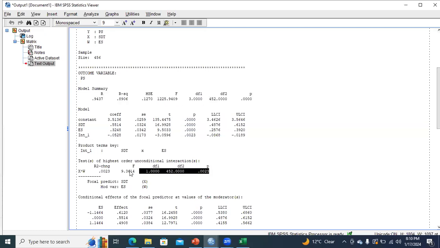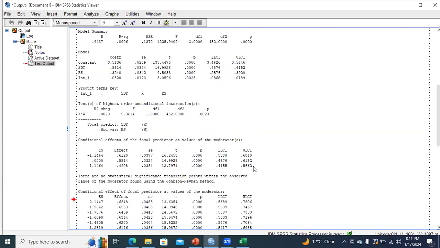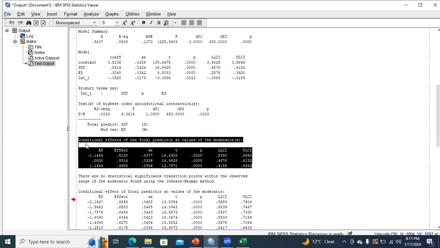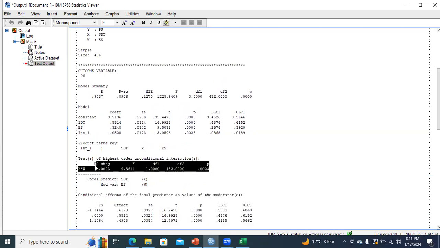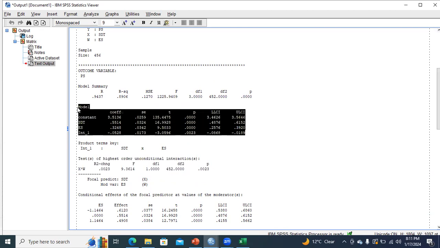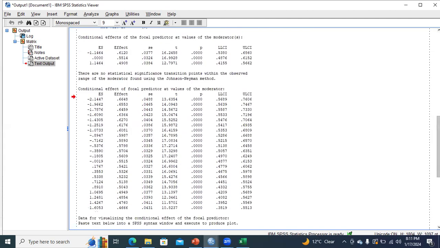You may also put your test of highest order unconditional interaction, which will show that the impact is significant in terms of R square. You can also put this, but it is not normally necessary in a publishable document. So you simply need three things. You need to put this graph in your document, you need to put this model in your document, and you need to put the model summary in your document. That is more than enough. You don't need to show these.